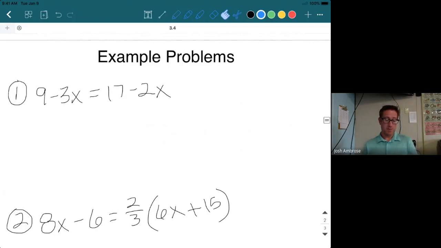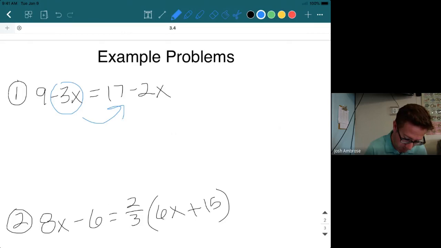All right, let's do some example problems. First step: get all the variables on one side, get all the constant values on the other side. It doesn't matter what side you choose to move them to, but pay attention to the signs. I could take a negative 2x and move it to the left, or I could take the negative 3x and move it to the right. It doesn't matter, but pay attention to the signs when you move. For this, I'm going to take that negative 3x and move it over, and take that positive 17 and move it to the other side.